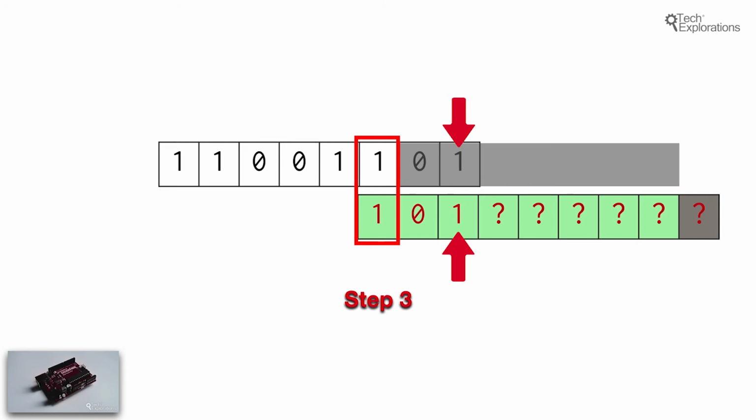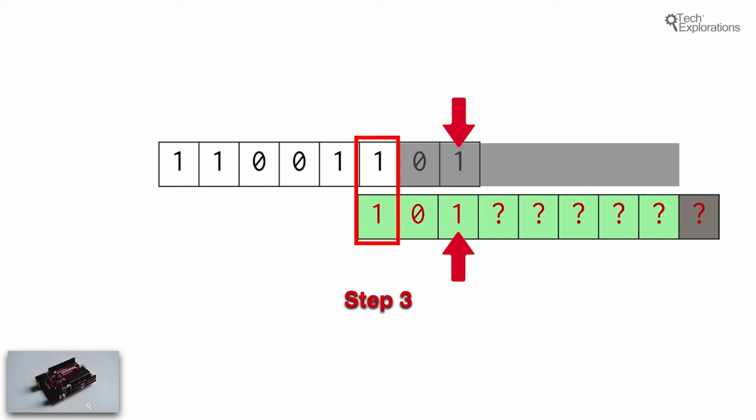In step 3, the same process continues. The clock ticks, the next bit in the sequence, which is a 1 in this case, is sent to the shift register, and all existing bits in the register are shifted 1 position to the right to make room for the new bit. So here's the outcome of the 3rd step, and you can see that the first 3 bits have been inserted on the left side of the green highlighted set of boxes.